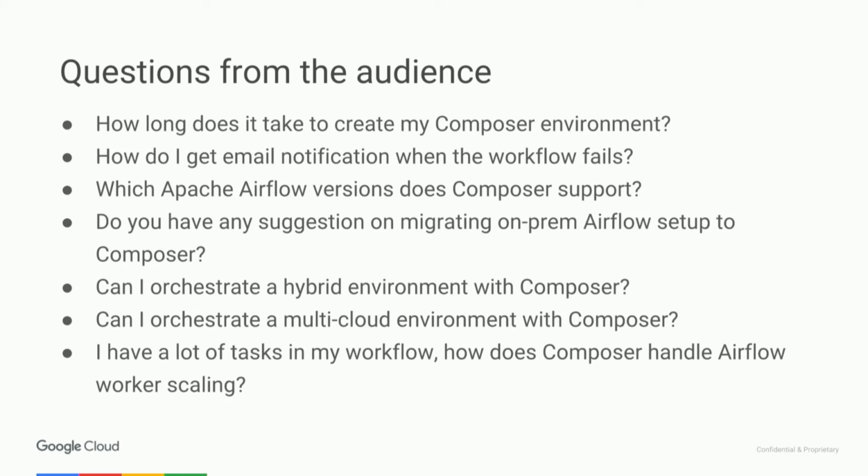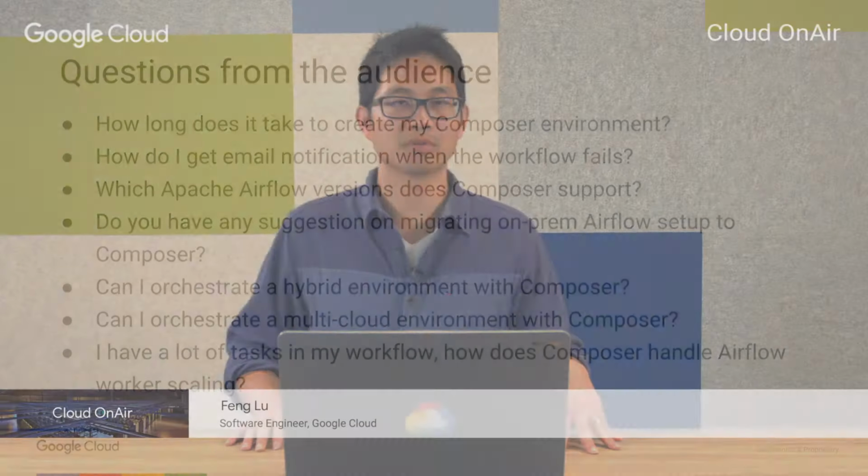The last question is about, I have a lot of tasks in my workflow. How does Composer handle Airflow worker scaling? Very good question. For now, the Composer API service does allow you to manually scale the number of workers. For example, if you suddenly have a burst of tasks where you need to start maybe 1,000 tasks, and all your machines are running short of machine resources, what you need to do is just log into the Cloud Console or use Cloud SDK to upsize the number of worker nodes you have.